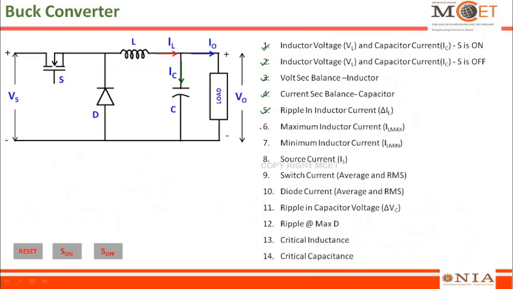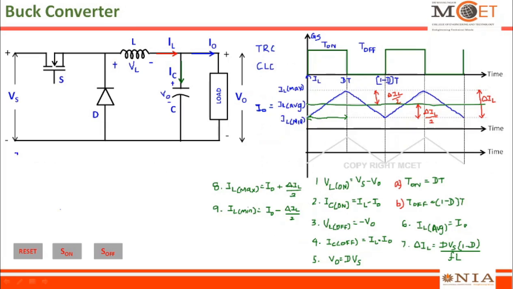We have calculated the minimum and maximum values of the inductor current, and now let us go into the expression for source current. This is the 8th part of the derivation. Source current can be calculated by putting input power equal to output power, assuming there are no losses in the system. Power electronic systems are generally used to minimize the losses, so that is why we equate input power to output power.